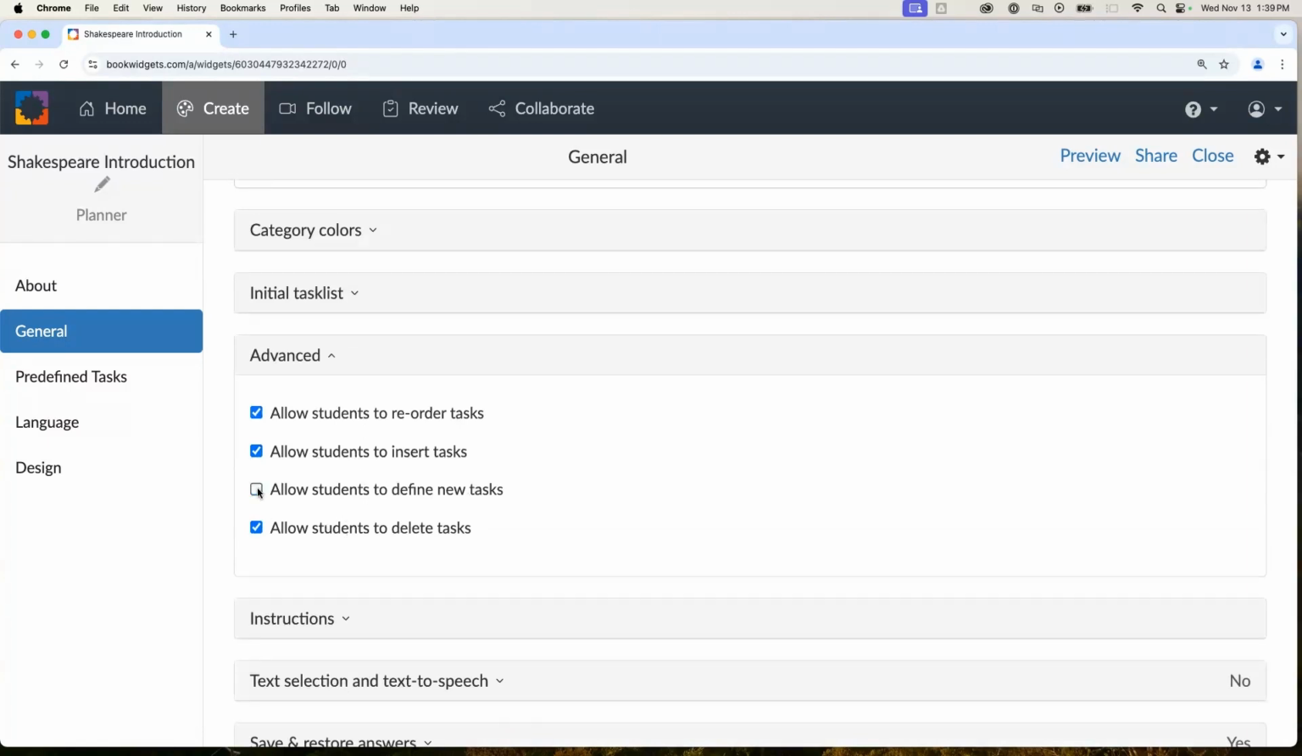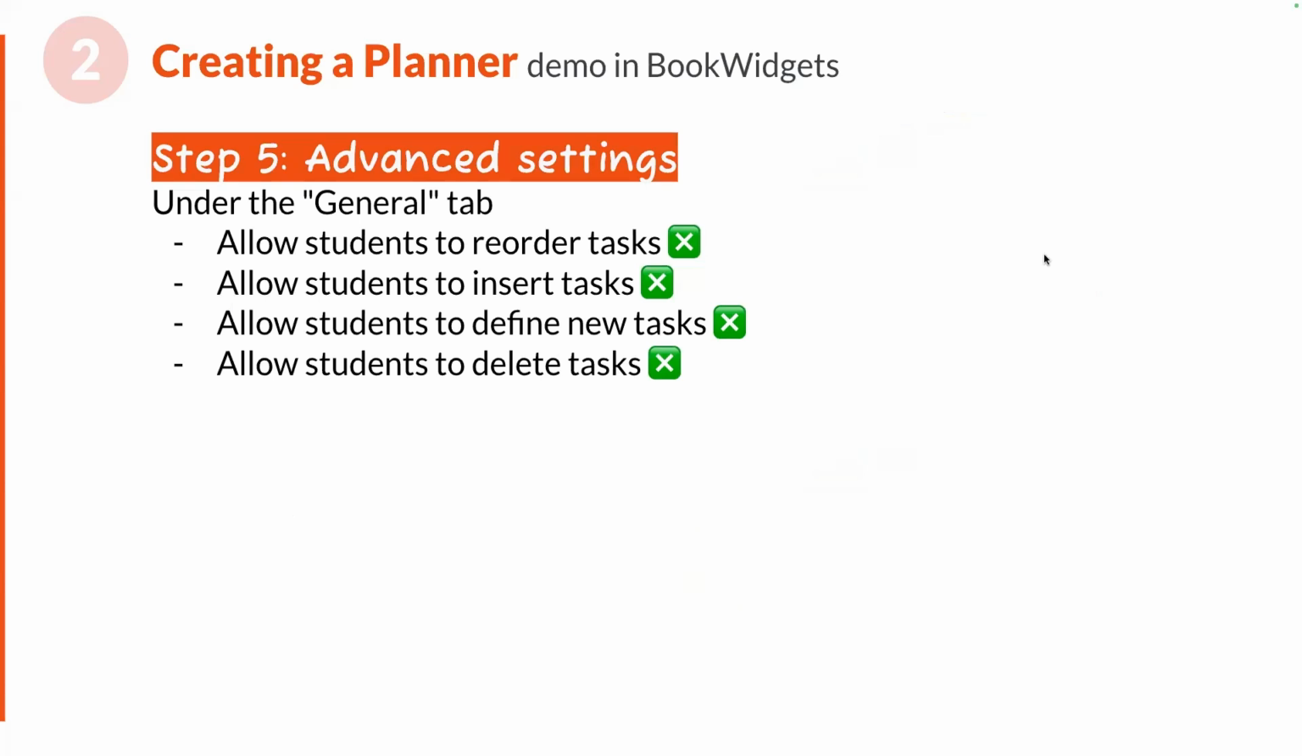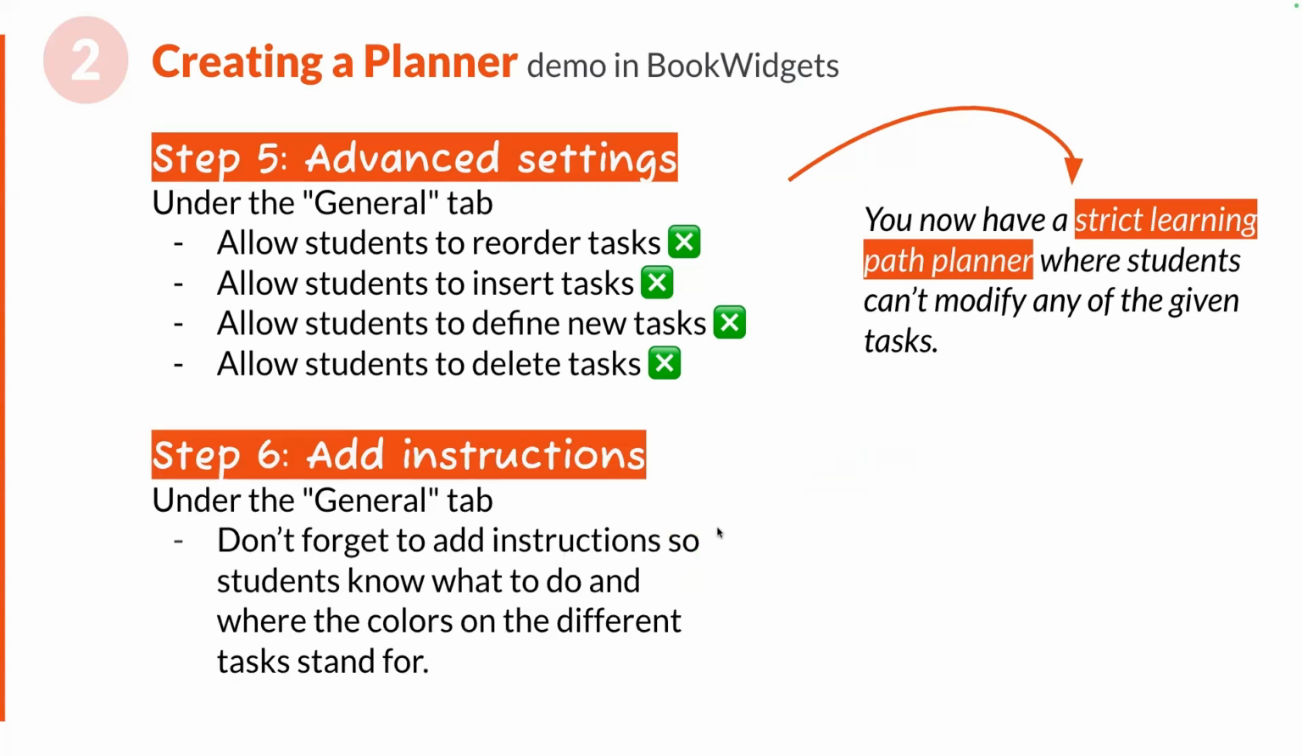But if you want to not allow students to add anything, you uncheck the box and then they cannot add another task. Same thing, if you don't want them to insert tasks, you can do that too, checking the boxes or unchecking them accordingly. And if you want to have a strict path, you uncheck all of those boxes so they cannot do any modification of the planner whatsoever. If you have them all checked, then it's more open.